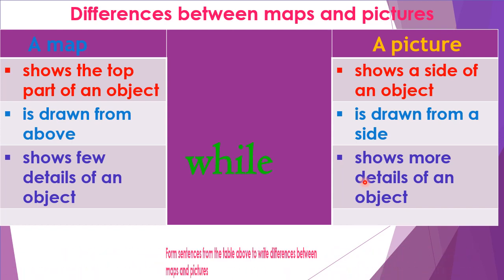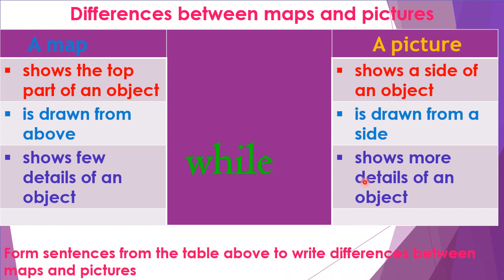They are telling us to form sentences from the table above to write differences between maps and pictures. Let's form differences together. A map shows the top part of an object, while a picture shows a side of an object. That is one difference. Another one, a map is drawn from above, while a picture is drawn from a side. Those are two different things.